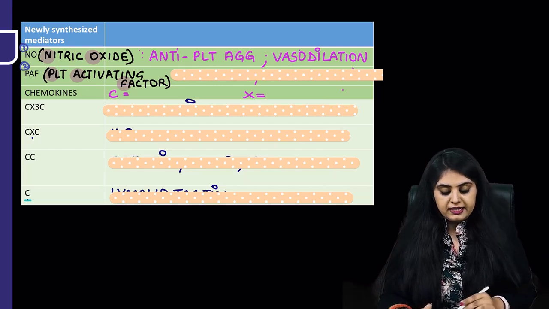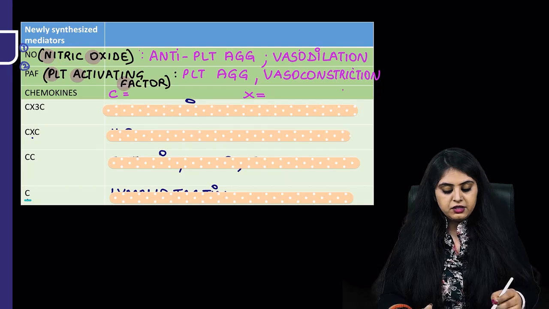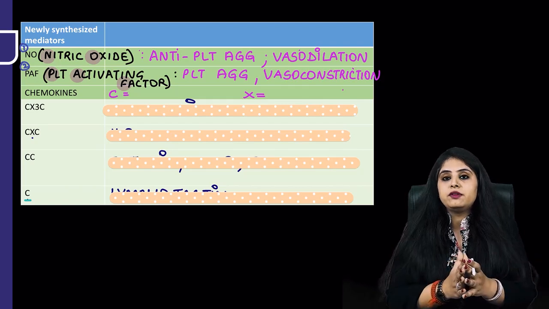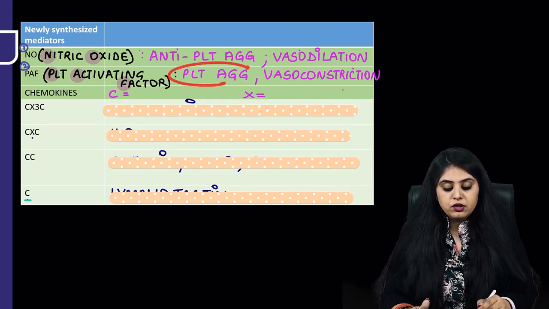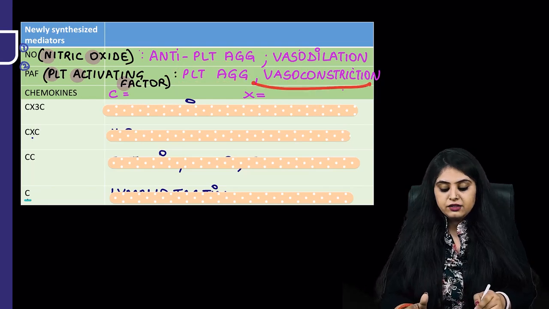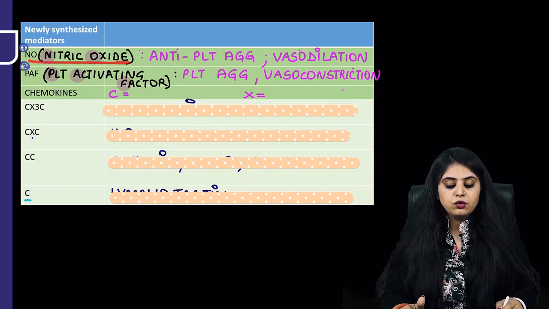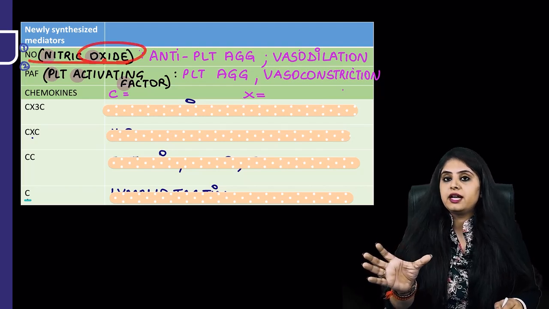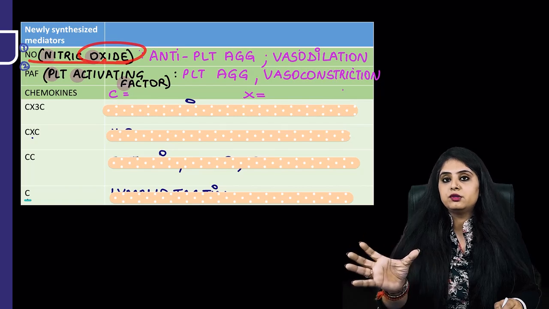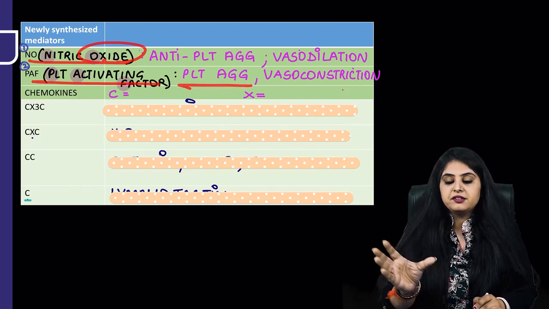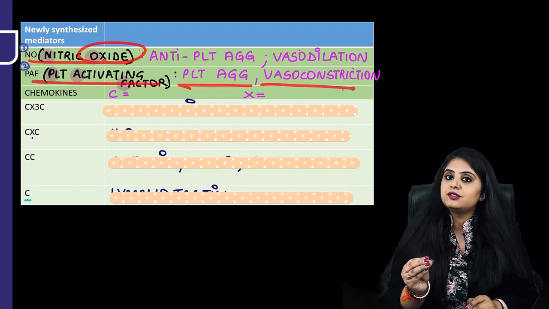Now let's come to platelet activating factor. The word itself tells you that this is going to activate everything, meaning it's going to narrow down everything. It is going to cause platelet aggregation and vasoconstriction. So can I say they are opposites? Nitric oxide was opening everything. Platelets were not getting aggregated, they were loose. The blood vessel was also loose, dilated. Platelet activating factor will aggregate the platelets and it will bring the blood vessel close, vasoconstriction.